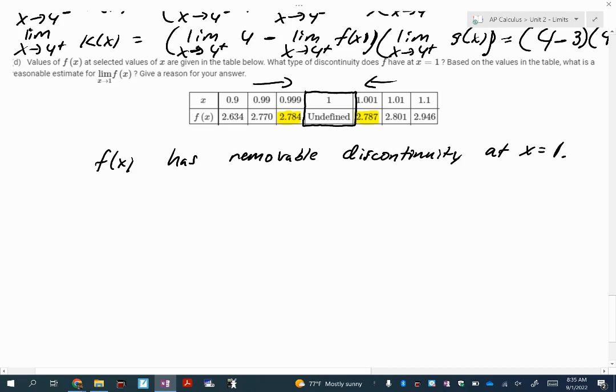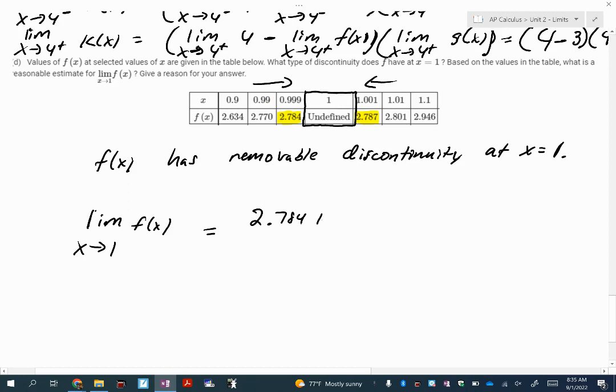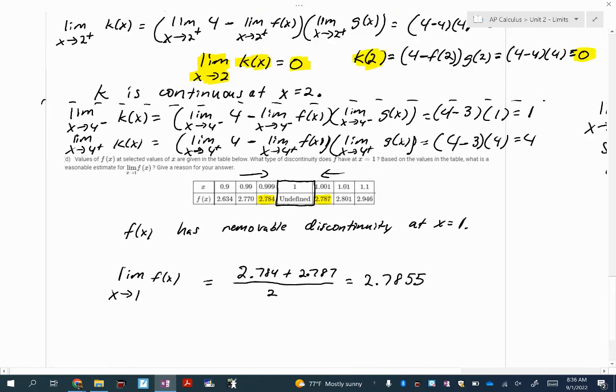All right, and then in terms of estimating a value, I think the best estimation for the limit as x approaches 1 of f of x is to just look at the y values here. We've got 2.784 and then 2.787. And it looks like we keep getting closer and closer to something that's in between them. So let's just find the average. So add them up and divide by 2. And that will give us what I think is a good estimate of where the limit would actually be. So when you do that, you get 2.7855.